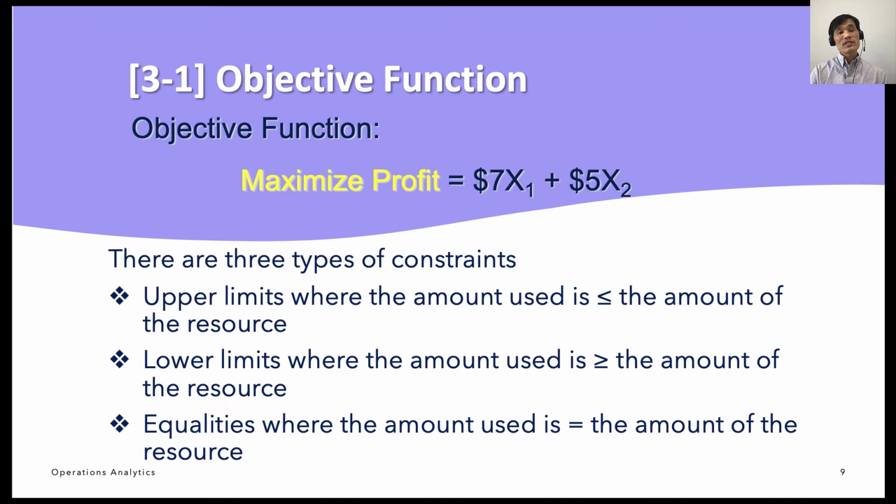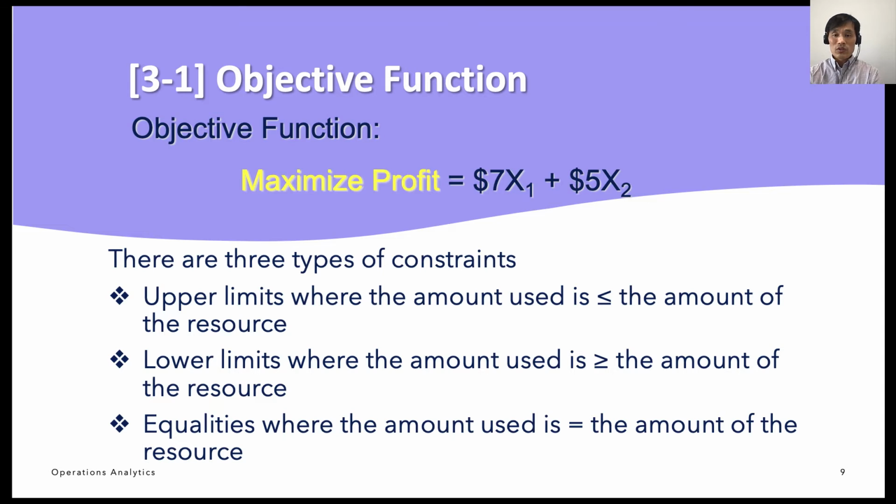Let's follow the steps that we have learned last time. That is, first, the objective function that we need to form. It is not that difficult because we know that it is about profit maximization. So it has to be maximize profit, right?